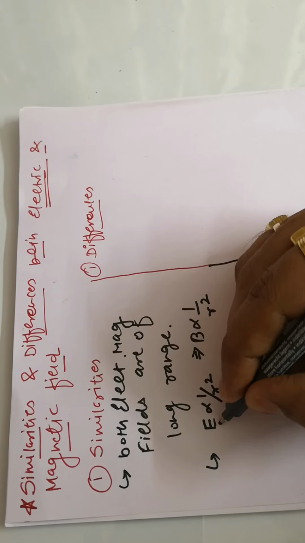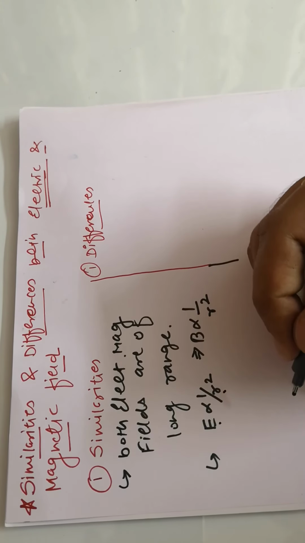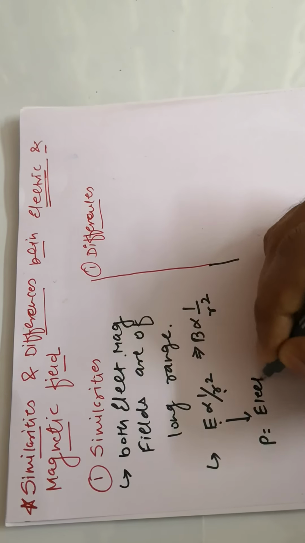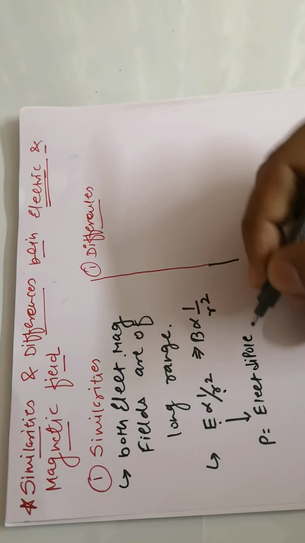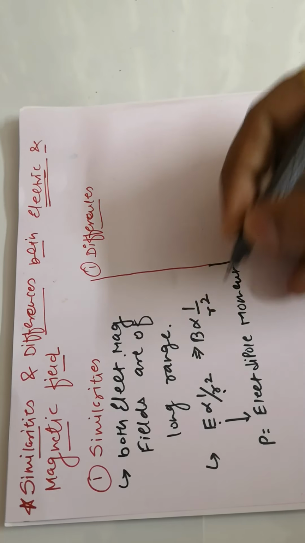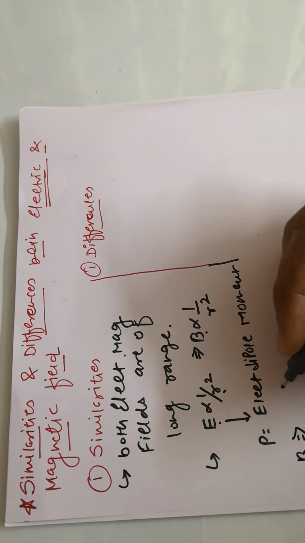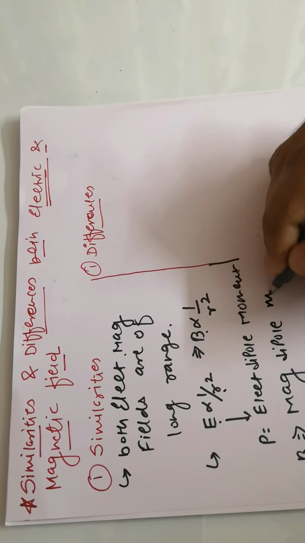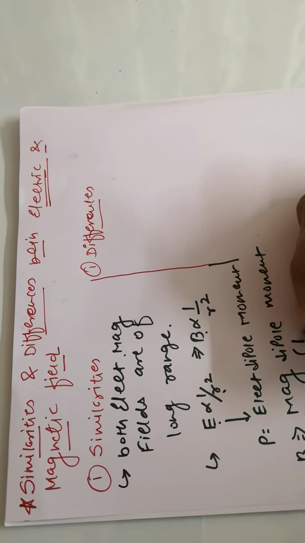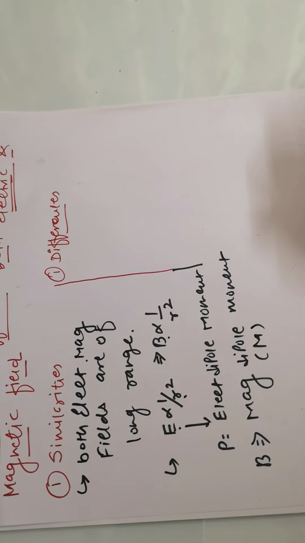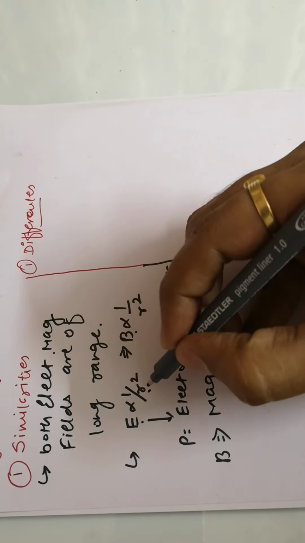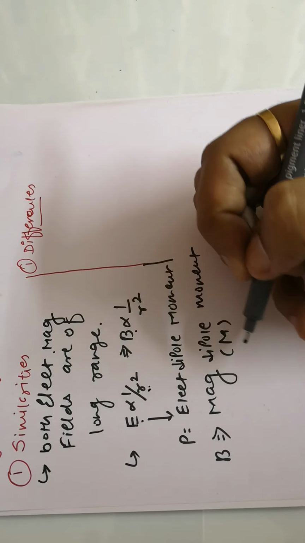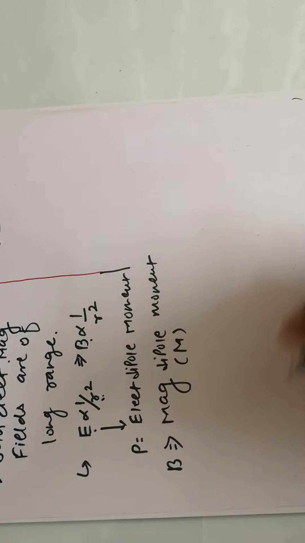Though you are aware that whenever you have an electric dipole, you have P, which is called the electric dipole moment, while in B we have a magnetic dipole moment. Generally we call it M. So whenever such relationships are there, this relationship changes: it is not 1 upon r square, it is 1 upon r cube. So this is the first primary difference we have.